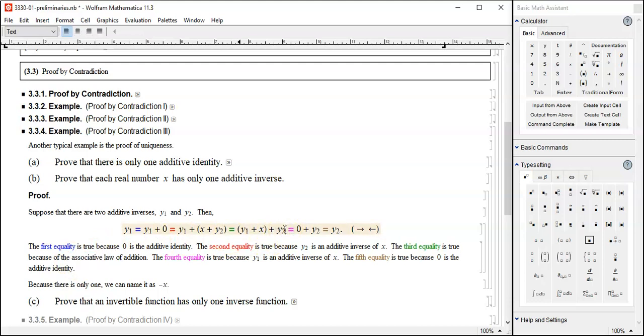Now let's go to this pink one. y1 plus x is equal to 0 because y1 is an additive inverse. We have two inverses, right? y1 and y2. We use it here. y2 plus x is equal to 0. And y1 plus x is equal to 0, the second one we just used. Finally, the brown equality. 0 is the additive identity, so adding 0 doesn't change anything, so it keeps y2. So that's brown. In the end, what do we get? y1 is equal to y2. They are the same. There goes the contradiction because we assumed there were two additive inverses, y1 and y2.